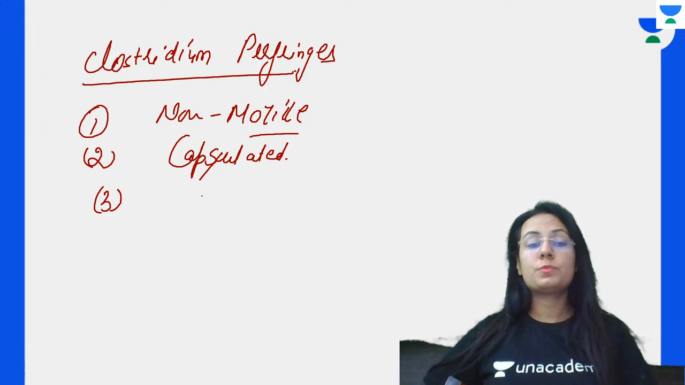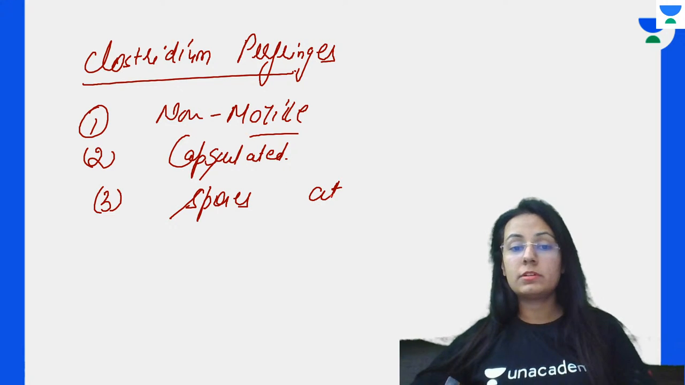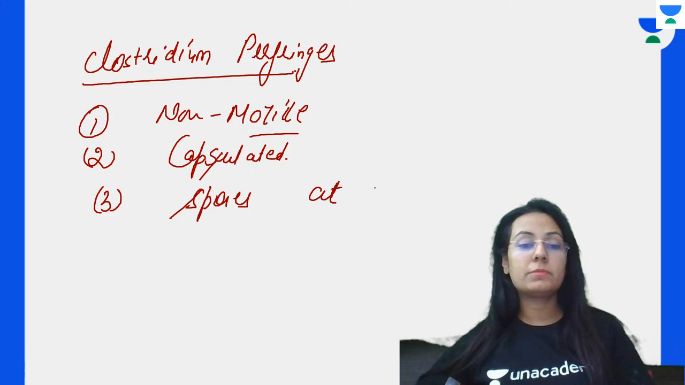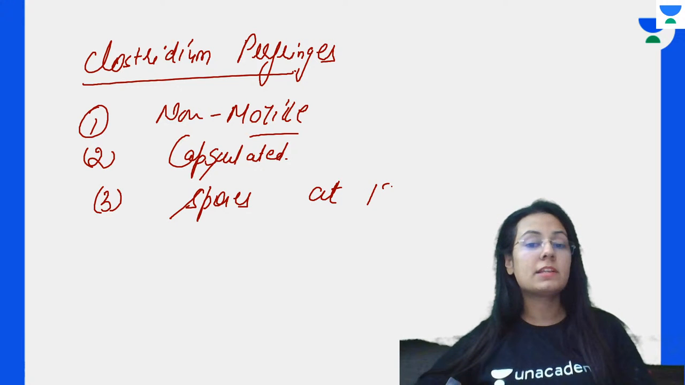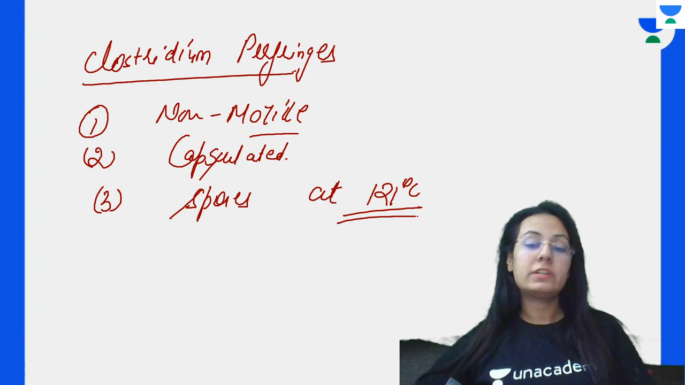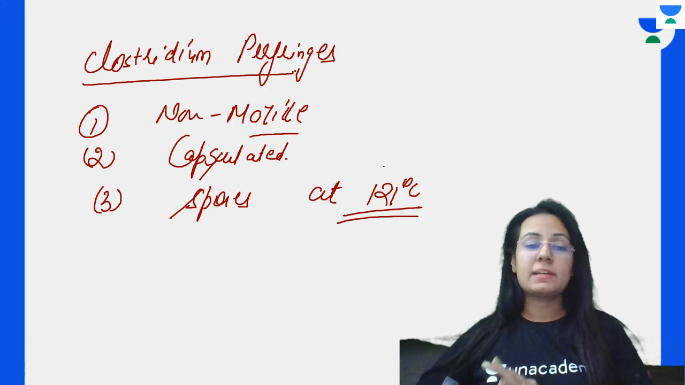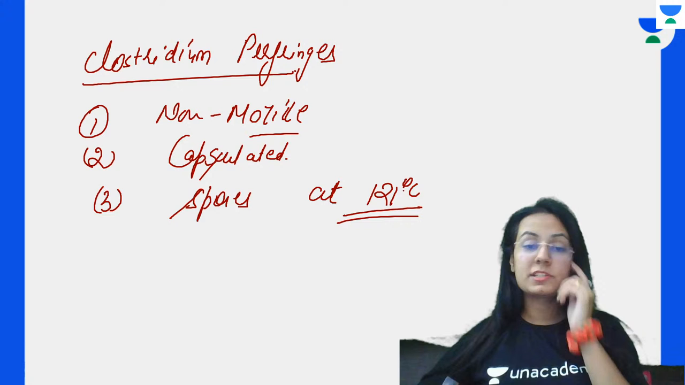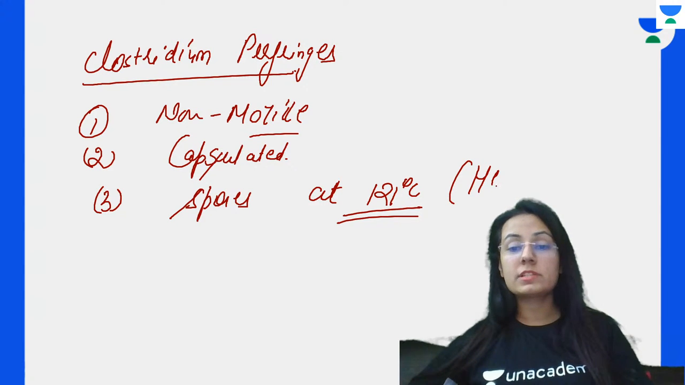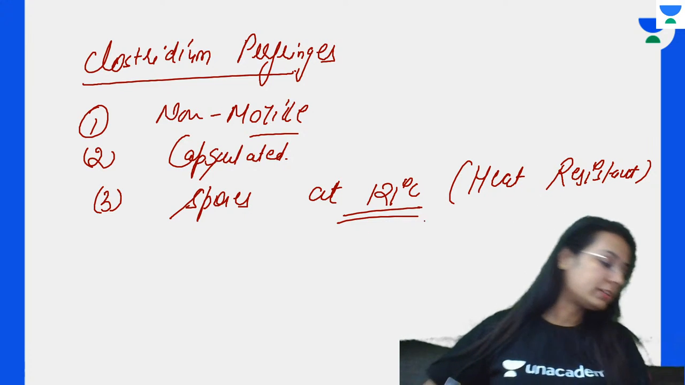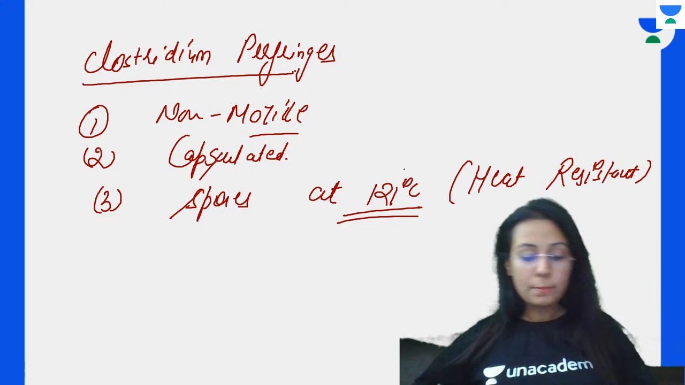And the spores are destroyed at 100 degrees Celsius. That is, normal spores of Clostridium are destroyed at 100 degrees Celsius, but not here. So this is an exception that they are non-motile, plus they are capsulated, and this destruction of the spore doesn't occur at 100 degrees Celsius because they are having what? Heat resistant. They are highly heat resistant spores of Clostridium botulinum and Clostridium perfringens.